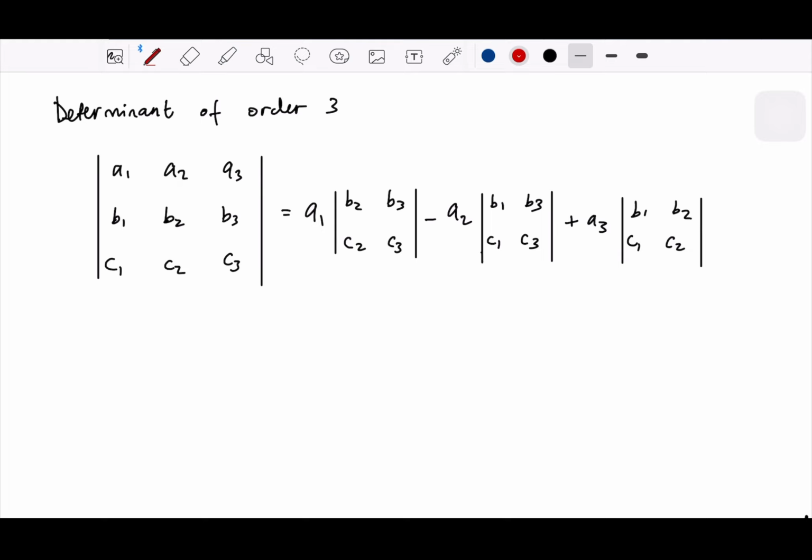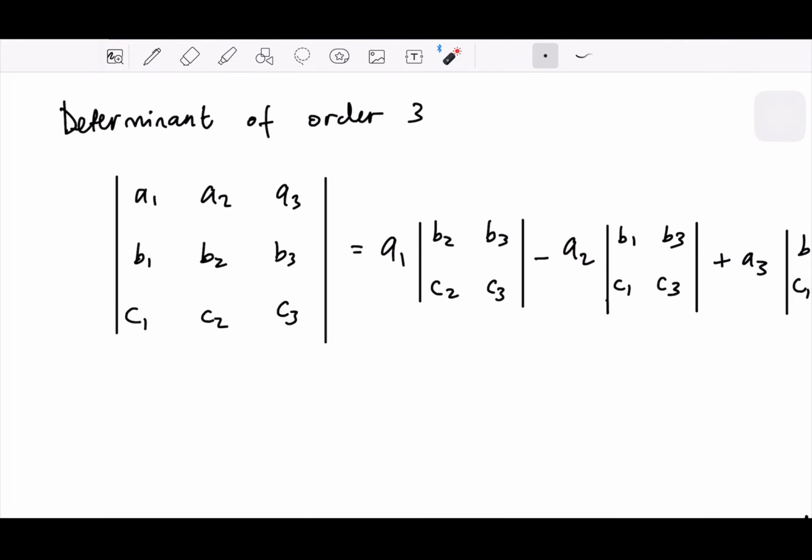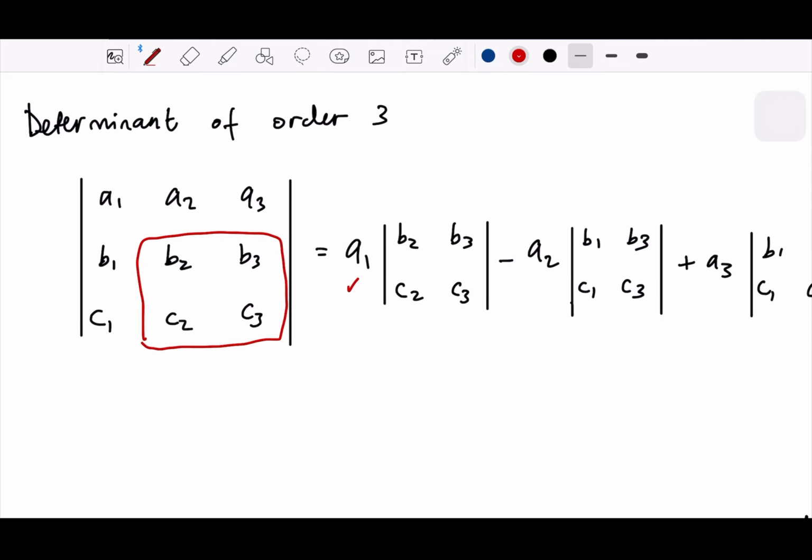Okay. Now, this part here, the order three, we need to describe and take some row. For example, let's take row 1, and we will denote A1, A2, and A3. Let's start from A1. If we take A1, then we are going to cover this part, and you will see that we have this square. And this is how we process. So A1 will multiply the determinant of this square, the red square here, B2, B3, C2, C3.